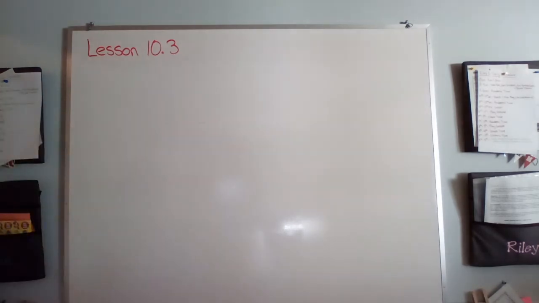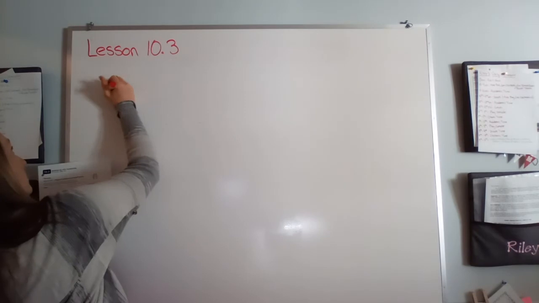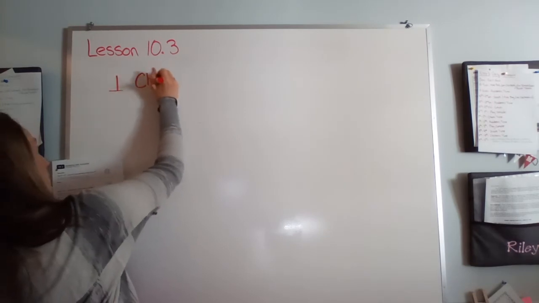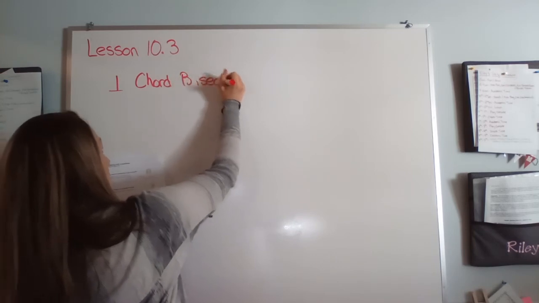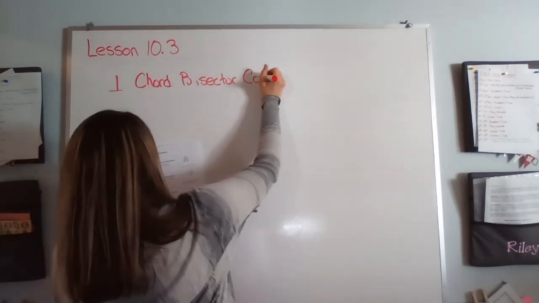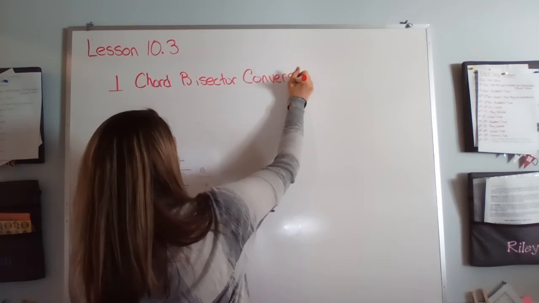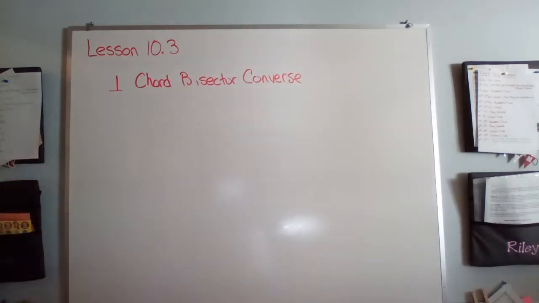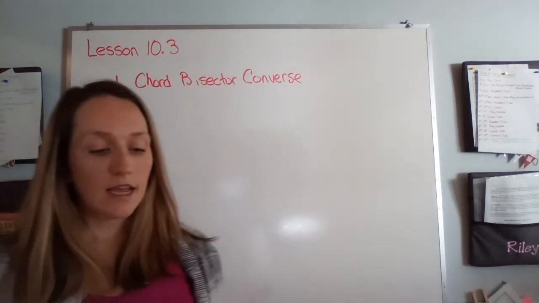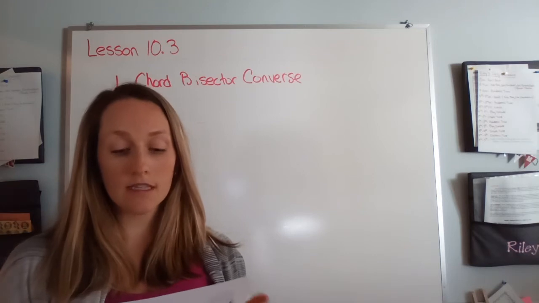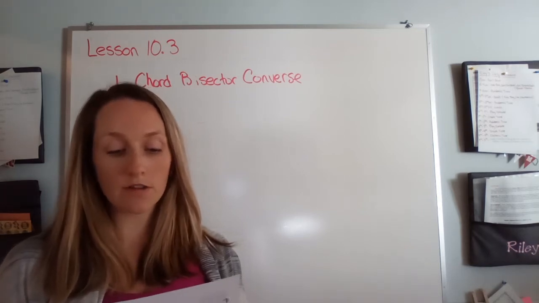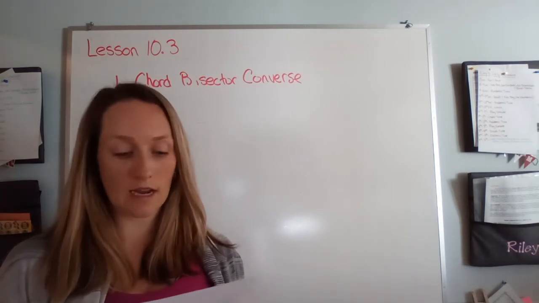This theorem is the perpendicular chord bisector converse, which is why I said it was related, because it's the converse of the one we just talked about. This one says, if one chord of a circle is a perpendicular bisector of another chord, then the first chord is the diameter.